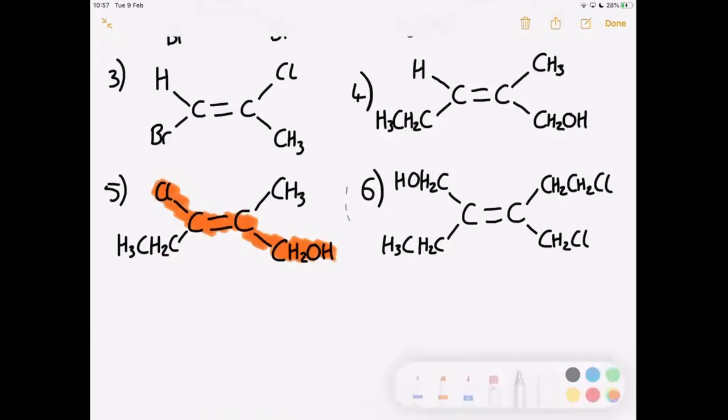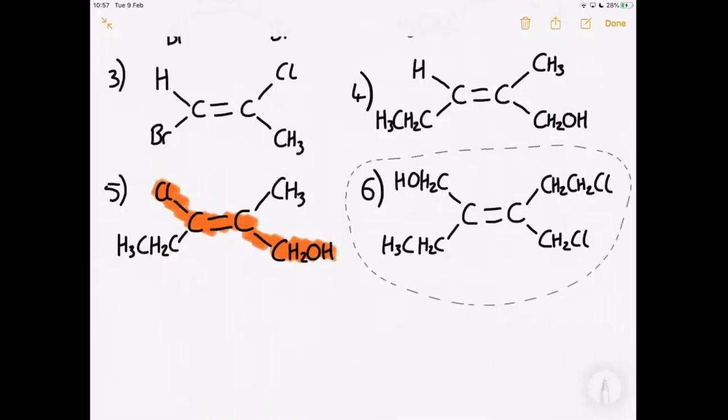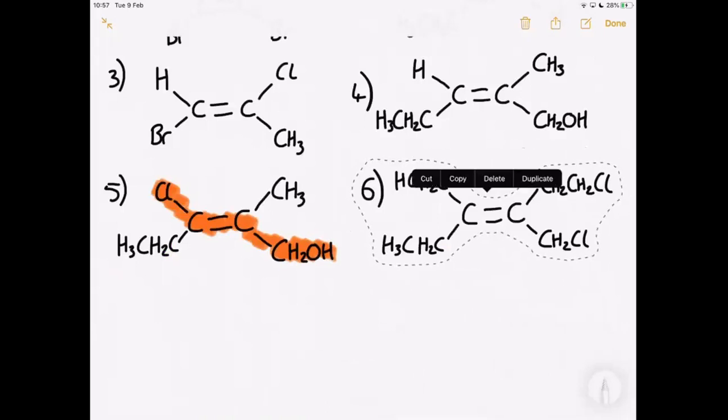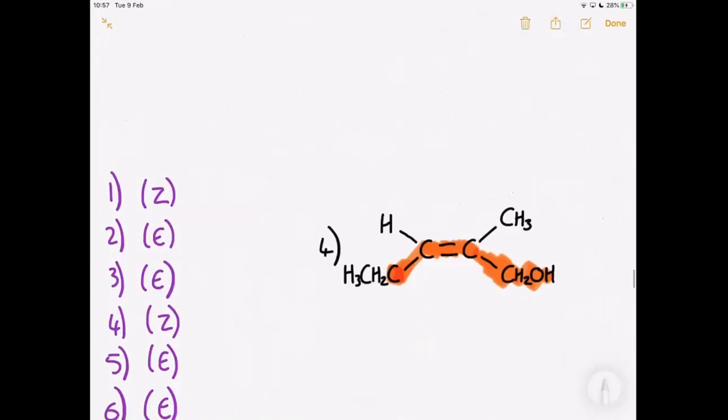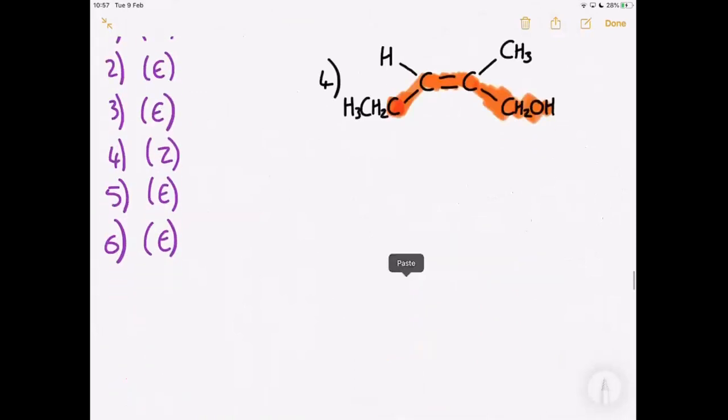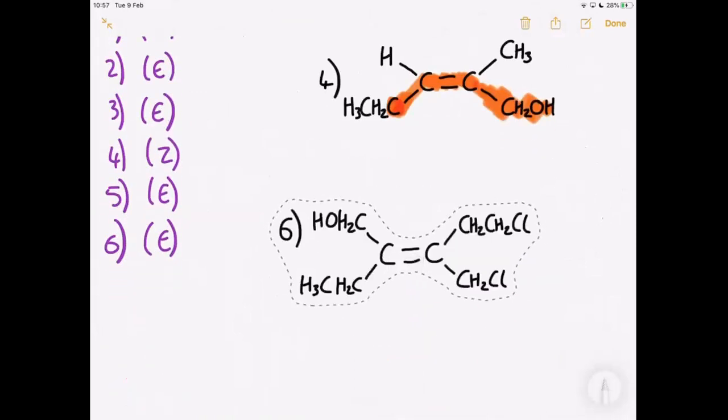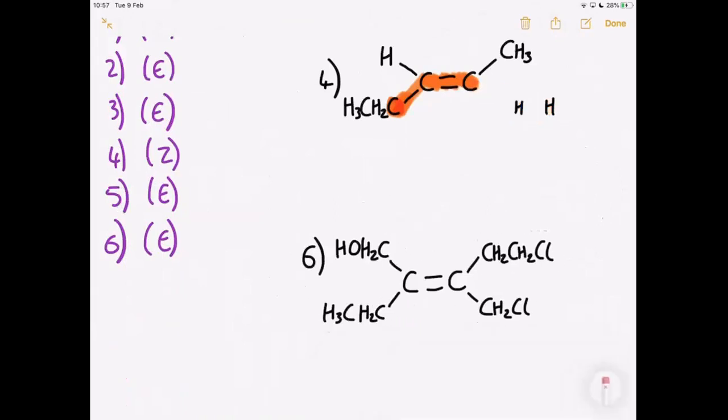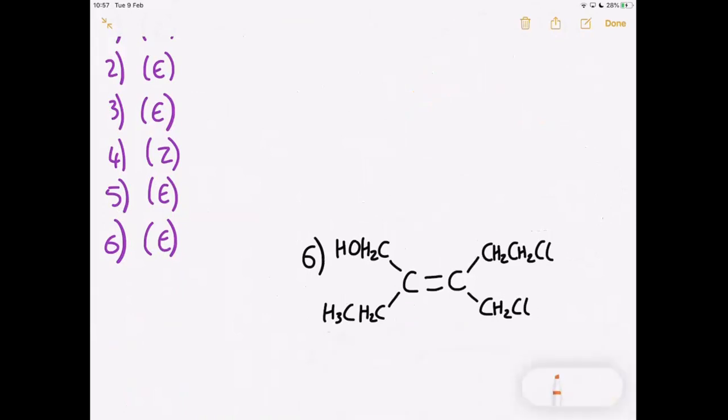So I will explain number 6 because, again, there's a bit of a trick to this. It is tricky. It's not something you usually have to do for A-level chemistry. It's on the challenge side of things. Let's just tidy up here. So for number 6, what we wind up with is an E isomer, but we need to be able to explain why.